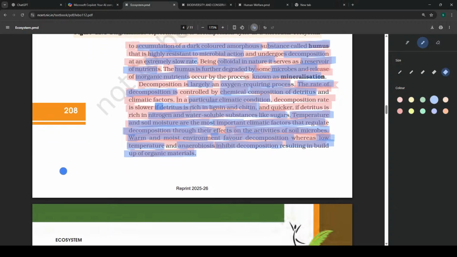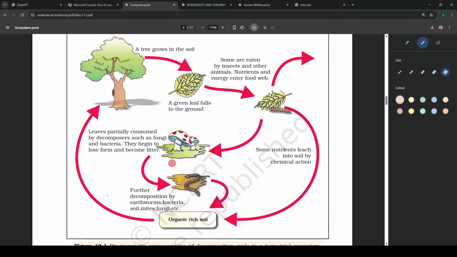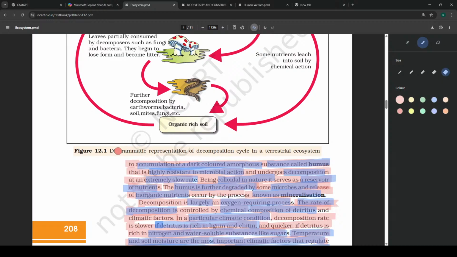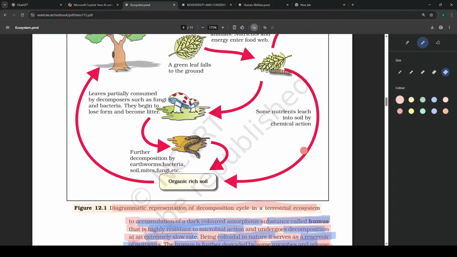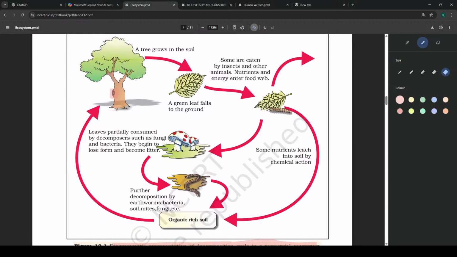Okay, that's about decomposition. They gave a diagram here. Let's see the diagram. Diagrammatic representation of the decomposition cycle in a terrestrial ecosystem. There is a tree here with leaves. The tree grows in the soil. One of the leaves falls to the ground. It might be due to the wind, or maybe someone plucked this leaf.